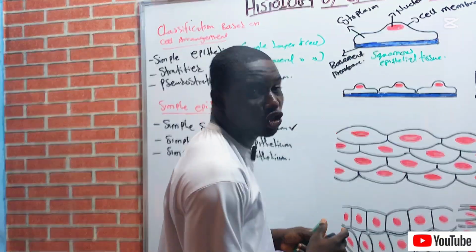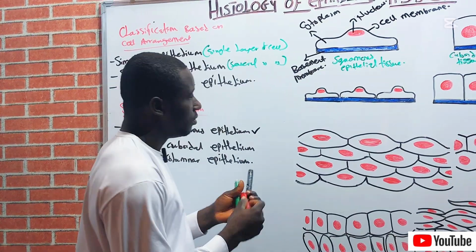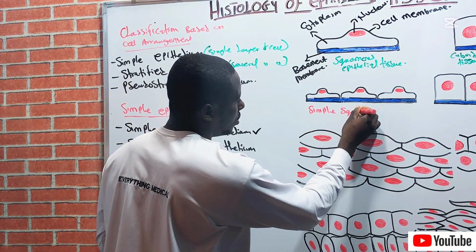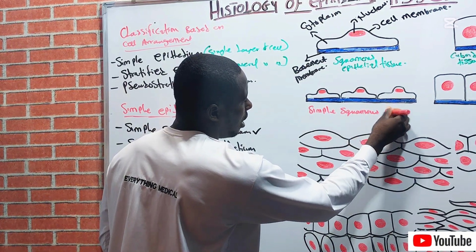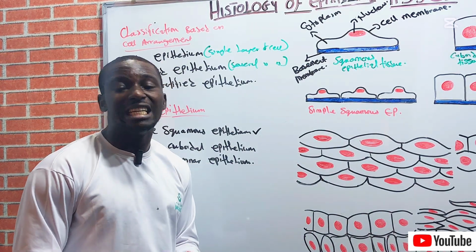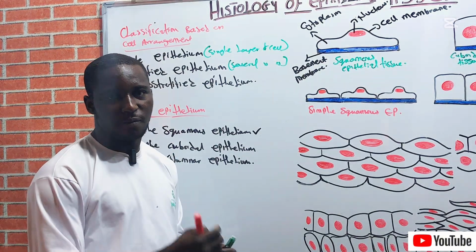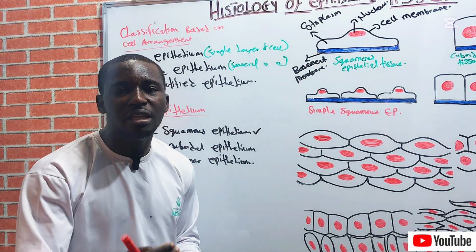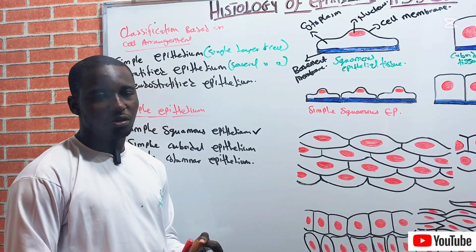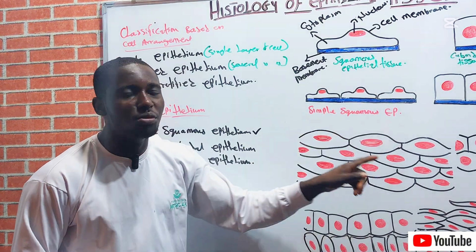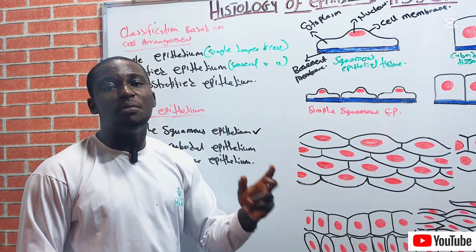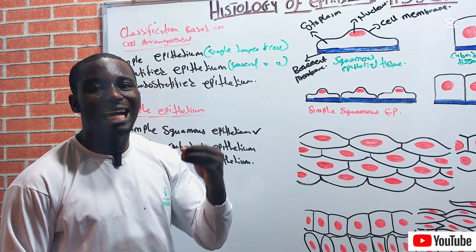This diagram here shows the simple squamous epithelium. Simple squamous epithelium is the type of cell that has a single layer of flat cells. It can be called a pavement epithelium. So you can call it simple pavement epithelium or simple squamous epithelium. You get? Now, simple squamous epithelium is a type of epithelium that has a single layer of flat cells.